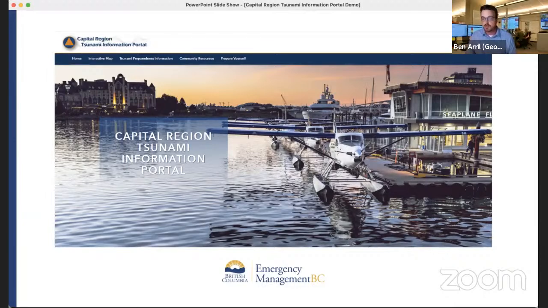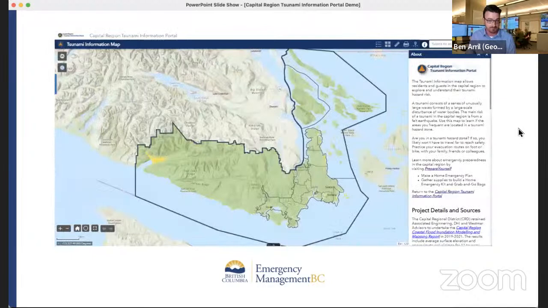From this page, you'll see buttons on the top left for the interactive map, tsunami preparedness information, community resources with links to local authorities, and prepareyourself.ca, where you can find information about hazards in the region and how to get prepared. We're going to focus on the interactive map today. And if you click on that, you'll get to this page here.